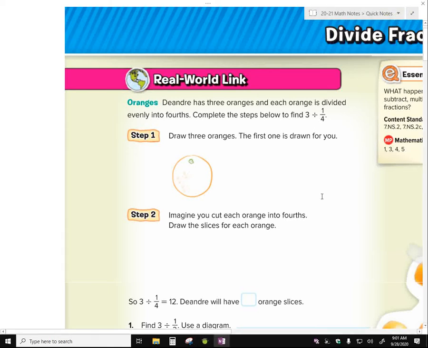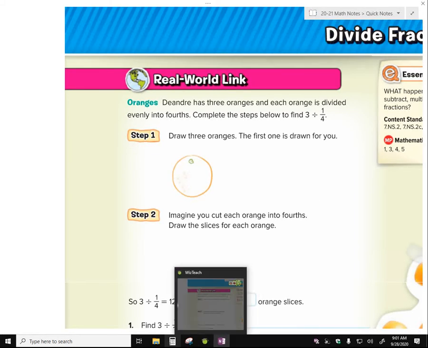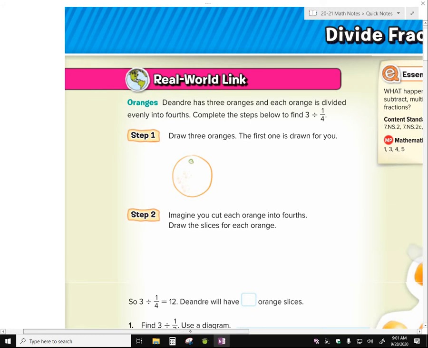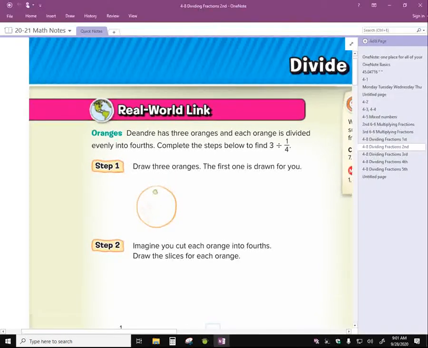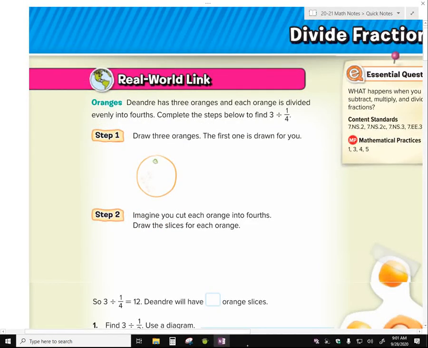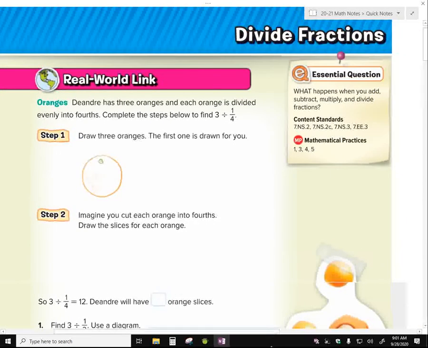Lesson 8 of chapter 4. We are skipping lesson 7 because it's not on the test. Welcome those viewing from home. So we have dividing fractions.